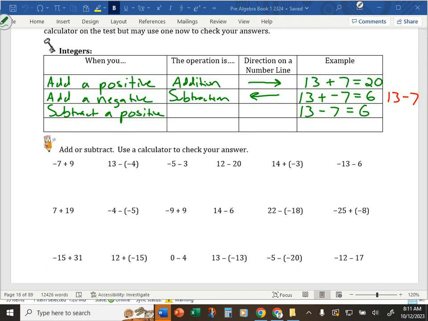Okay? You've heard of synonyms in ELA, words that mean the same thing. We kind of have that in math here also, where this combination is the same as that. Okay? So, when you subtract the positive, it's still subtraction, which means on the number line, we're still going left. We're starting at 13, we're subtracting 7.